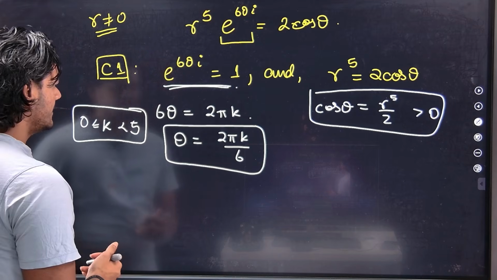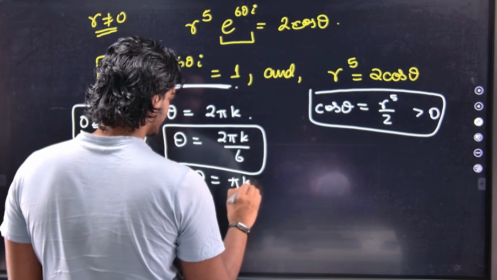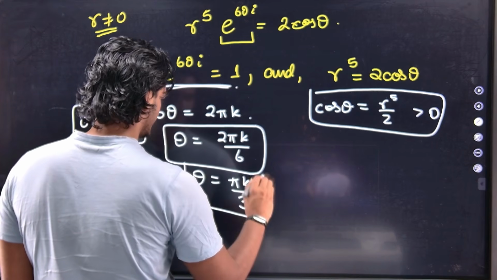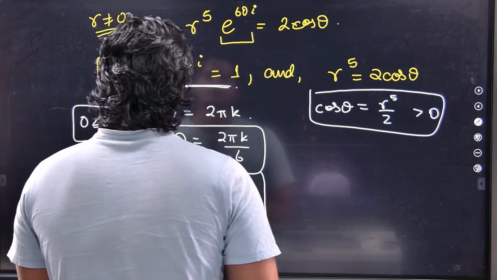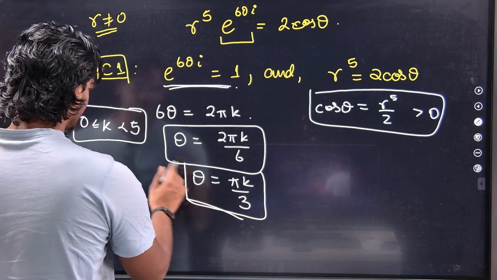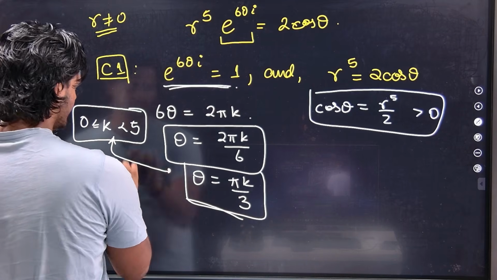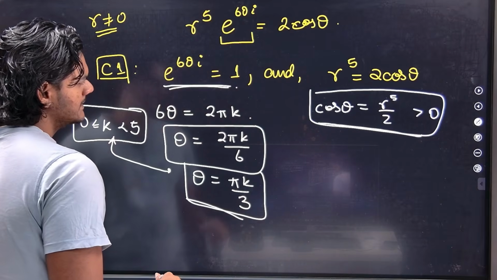All right. So this will be theta is equal to pi k by 3. Even this can be noted. All right. Now what do we do? We have this and k has a particular range, and we have this, right?